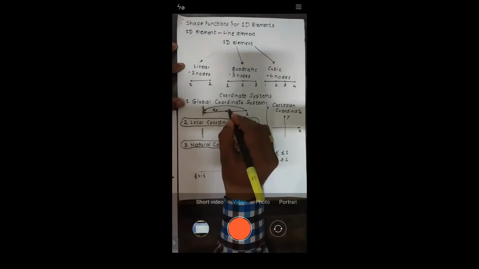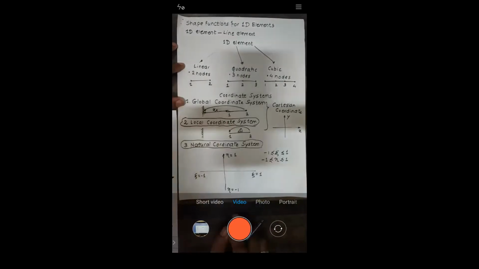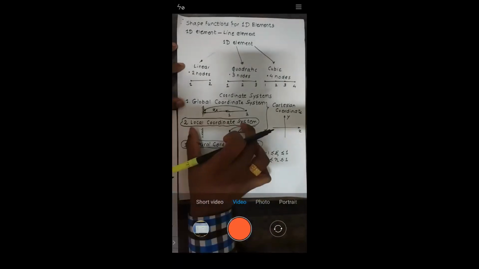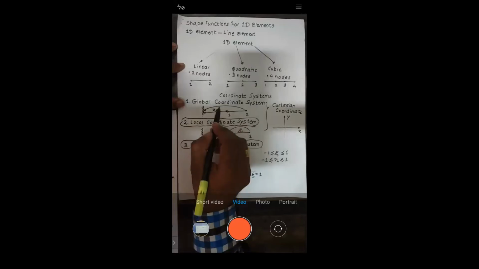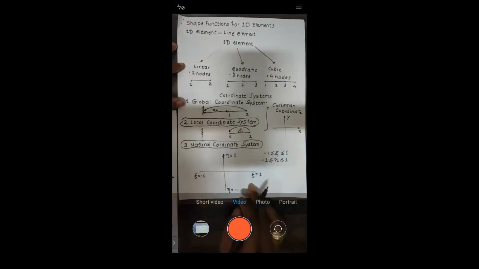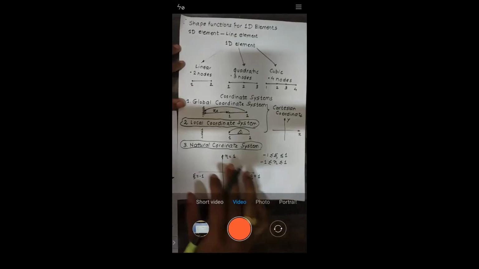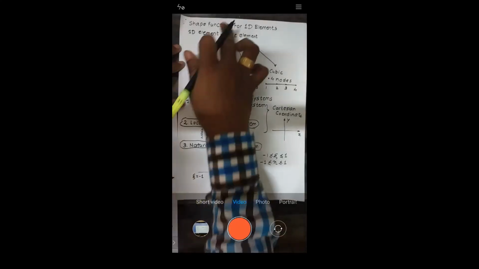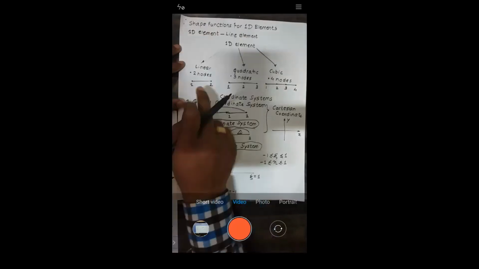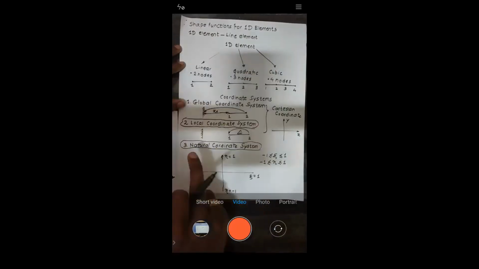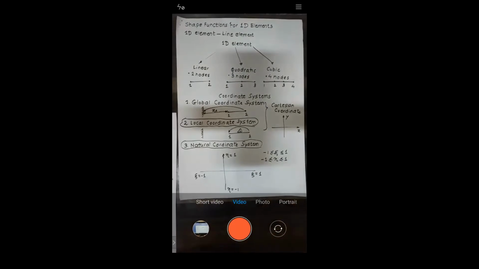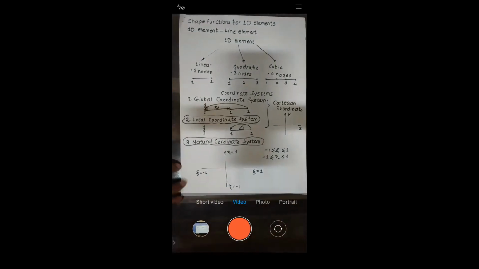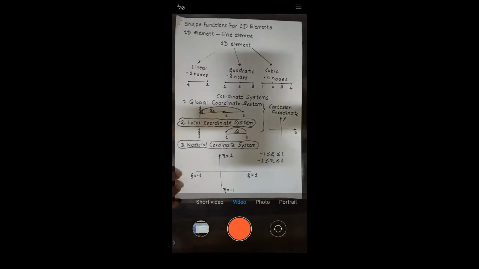So if you are able to calculate the local position, you just add this value, that is XA, so you will get the global position. So we are interested only in getting the shape functions, either for linear, quadratic or cubic, either in the local coordinate system or in a natural coordinate system. Is it okay? Yes, sir. Okay, now let's start with the derivation.